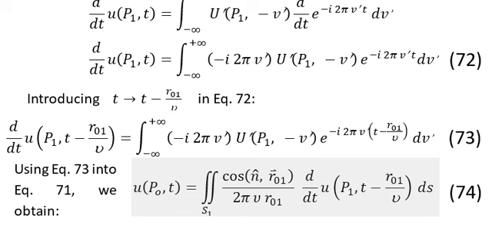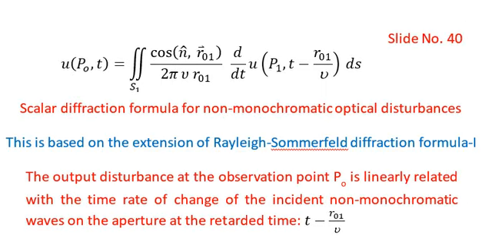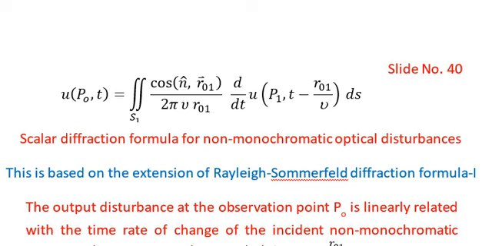So replacing that, we get u of p naught, that is the non-monochromatic field at point p naught comma t, equal to the double integral over the surface S1 of some cosine terms divided by 2 pi v times r01, and the rate of change of u of p1 comma t minus r01 over v, with the integration over the surface element ds. This is the same integral that we have written before, equation number 74.